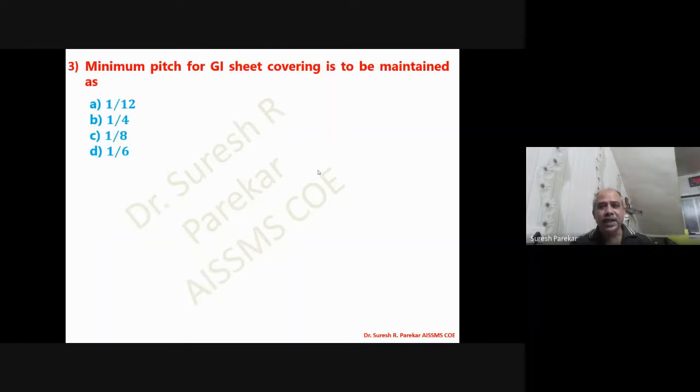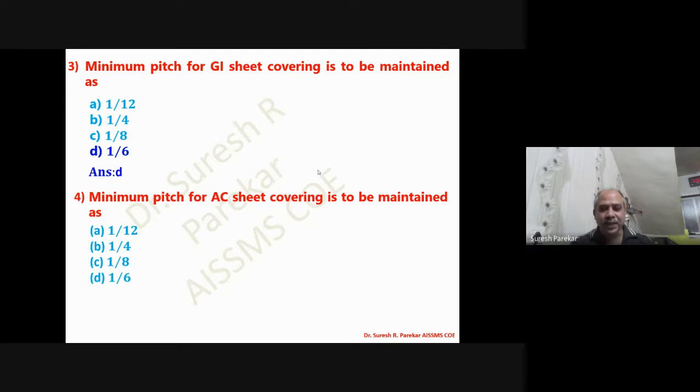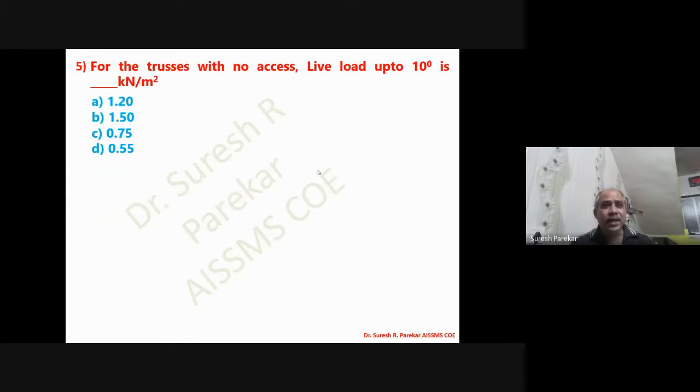Minimum pitch for GI sheet covering is to be maintained as, so we have answer as D, 1 by 6. The minimum pitch for AC sheet, we have answer as A, 1 by 12. Generally, pitch is kept 1 by 6 if no load is there.